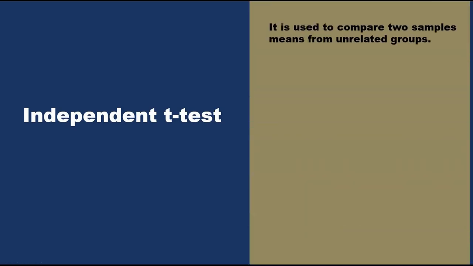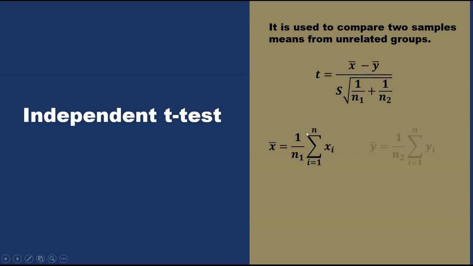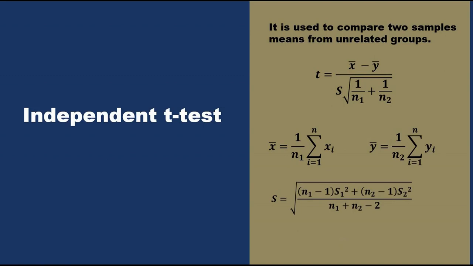Well, the independent t-test is used to compare two sample means from unrelated groups. That means independent groups, which means that the independent t-test is used to test the equality between two population means. This is the formula of the independent t-test, where x bar is this and y bar is this. Also, the sample standard deviation is this.